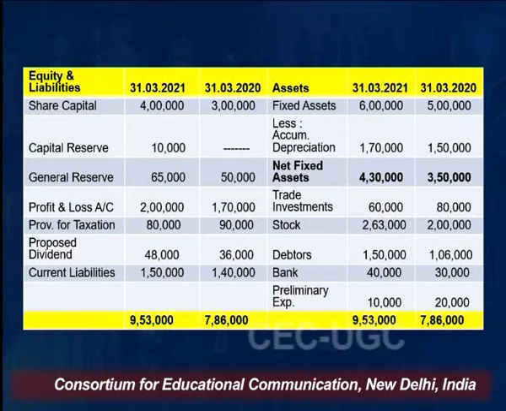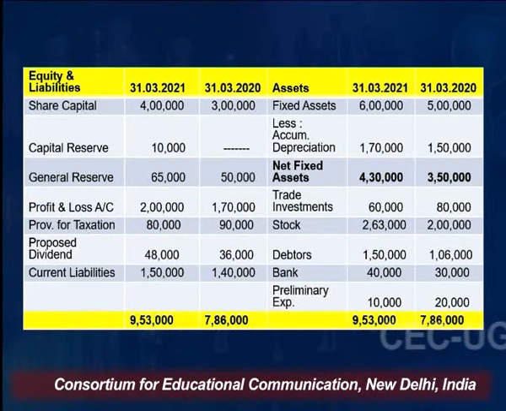Profit and loss account, earlier it was 1,70,000 in 2020 and now it is 2 lakh rupees, which means there is an increment of profit to the extent of rupees 30,000. Provision for taxation, earlier it was 90,000, now it has become 80,000. Proposed dividend, it was 36,000 earlier, now it is 48,000, and current liability has an increment of rupees 10,000. So in this way, my dear learners, we have to monitor the movement in the value of items from one year to another, whether it is increasing or decreasing, and then we shall draw inference out of it with the help of additional information on how to deal with them under the different activities of statement of cash flow.